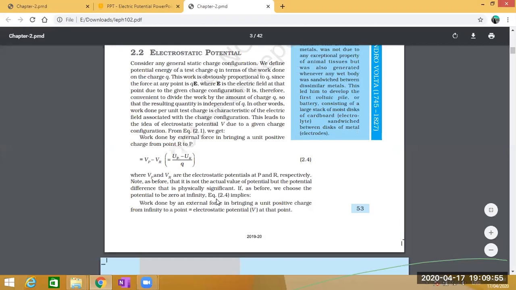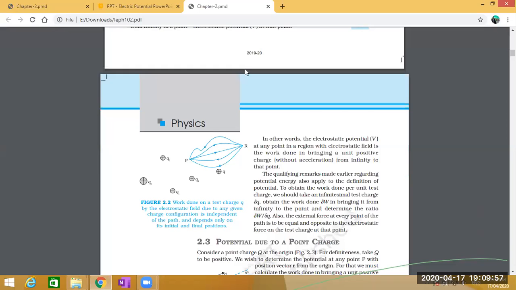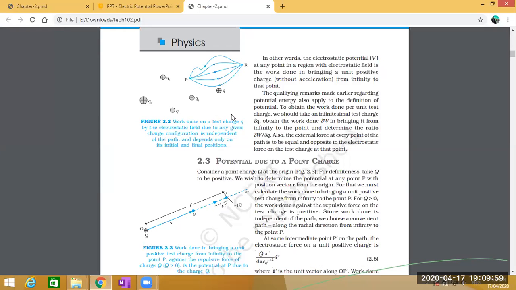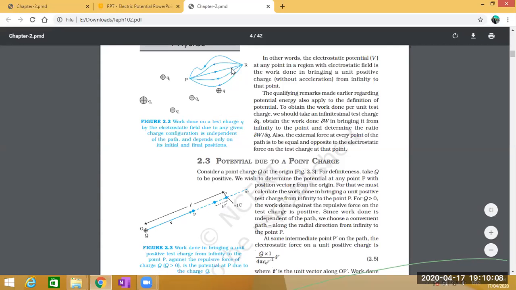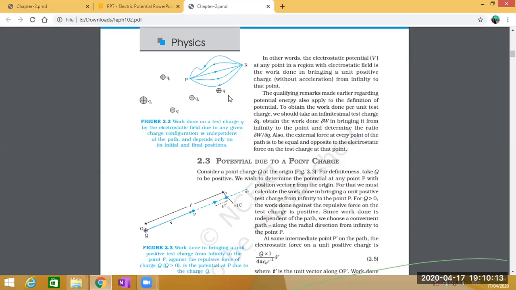So now let us move here. This is the question: while taking the charge Q following various paths, following this way and this way and this way, the amount of work done will remain the same. That is UP minus UR equal to WPR. So it means that it depends only on the initial and final position.